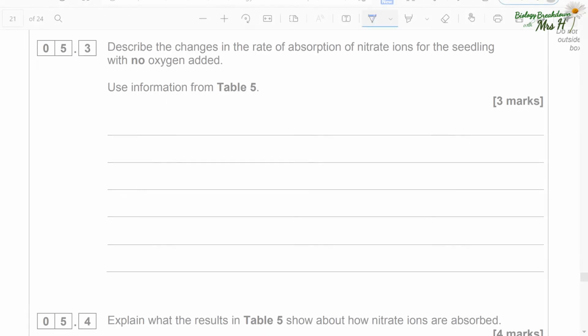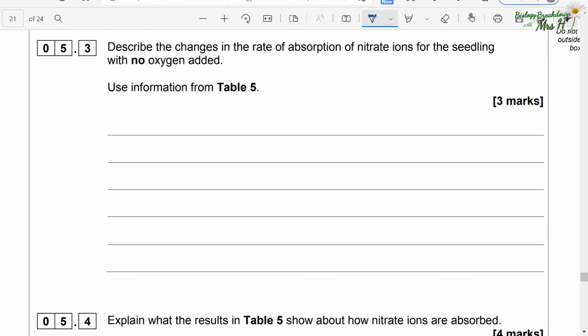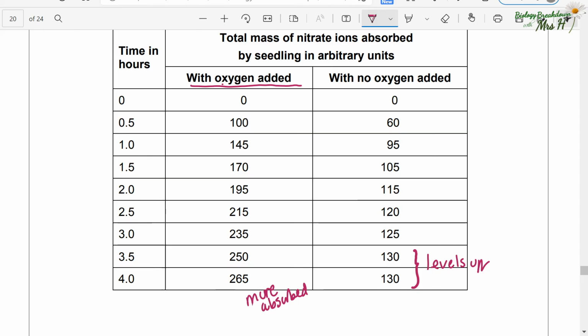Describe the changes in the rate of absorption of nitrate ions for the seedling with no oxygen added. Use the information from table 5. When you see describe, you're basically saying what you see. So we're going to have a look at this table in detail before we look at writing our answer.